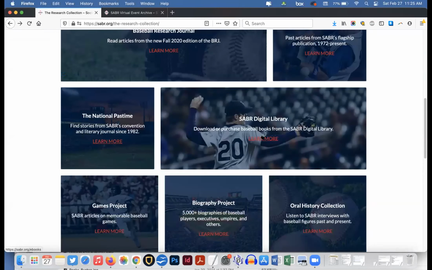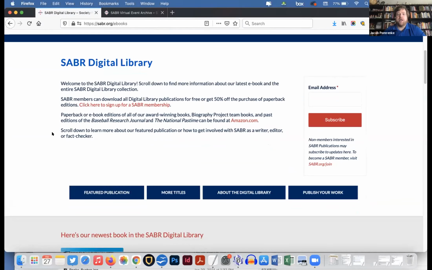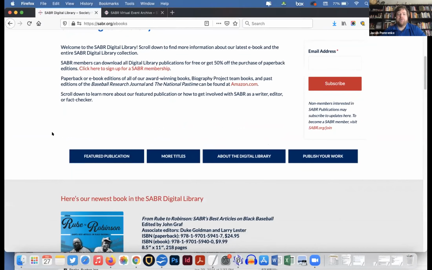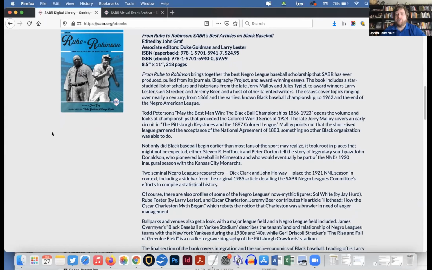And then finally, the Saber Digital Library. This is our ebooks publishing program. We just published a new book here called From Rube to Robinson. This is a compilation of all the great Negro Leagues research that Saber has done over the last 50 years. We've got great articles from the Baseball Research Journal and the National Pastime and our convention journals and our books and magazines, all compiled in one place to help celebrate the 100th anniversary of the Negro Leagues. This is the newest book in the digital library. It's a free ebook download for all Saber members.